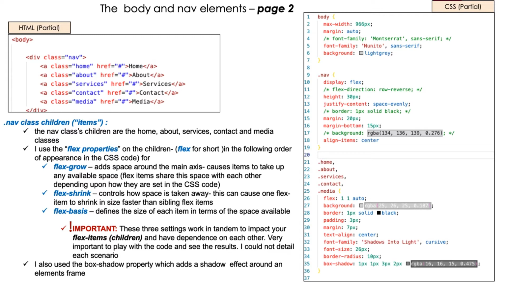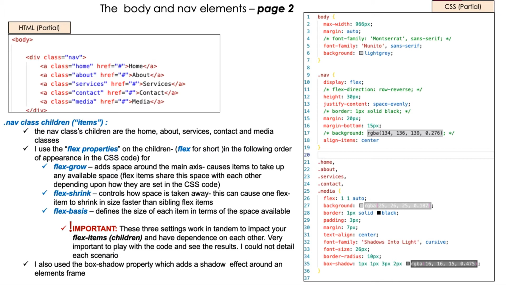I use the Flex properties on the children, Flex for short, in the following order of appearance in my CSS code. Flex Grow adds space around the main axis. This causes items to take up any available space. Flex items share this space with their other siblings. Flex Shrink controls how space is taken away. This can cause one Flex item to shrink at a size faster than one of its siblings. Then Flex Basis defines the size of each item in terms of the space available.